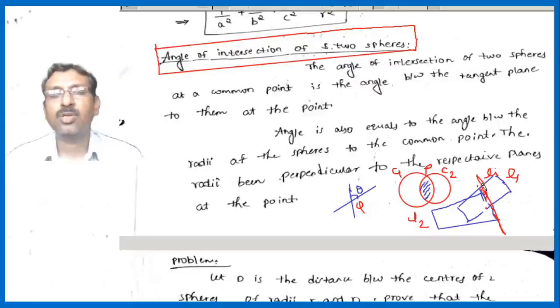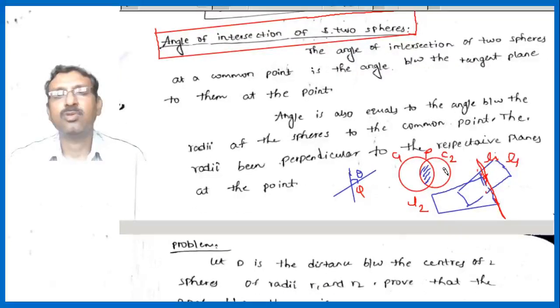So instead of measuring the angle between two spheres, I am measuring the angle between two planes which are tangent planes to the given spheres at the point of contact, at the point of intersection P, the common point P. So at the common point we draw two tangent planes and measure the angle between them. Then the angle between the two tangents is said to be the angle between the two given spheres.